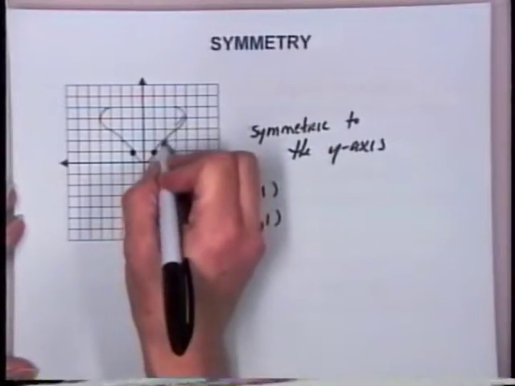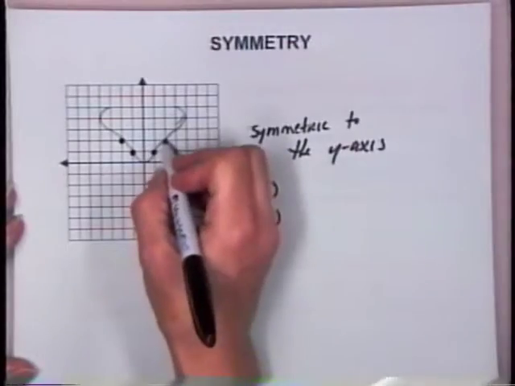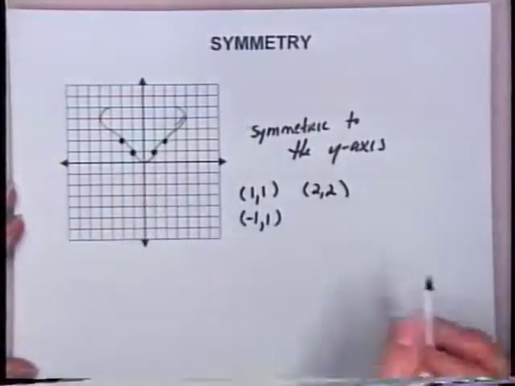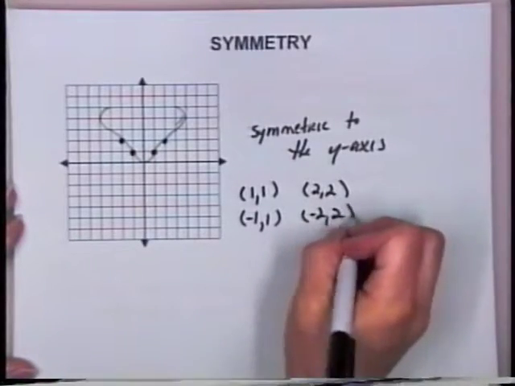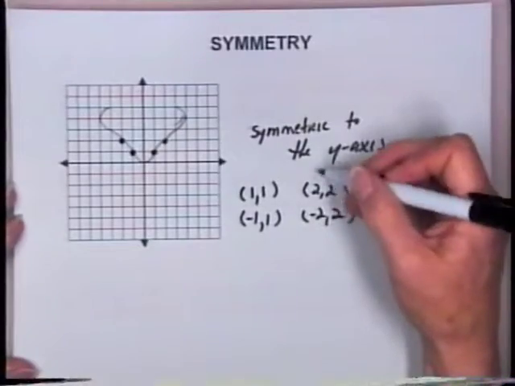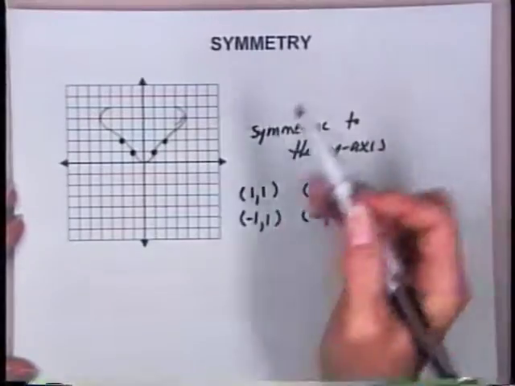Let's go to another point. I have this point right here and this point right here. What is the coordinate of that first point right here? That's what, 2, 2? What are the coordinates of this point over here? Negative 2, 2. Notice again, y coordinates are the same, and the x's are exact opposites. You can do that with any of these points on this graph, and you'll find that that's true.